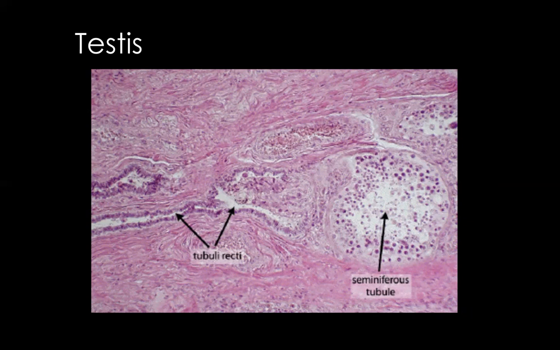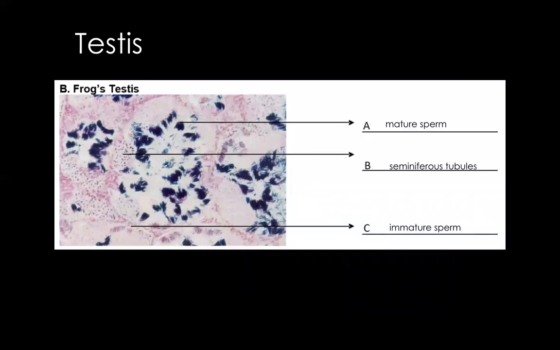If you focus on the seminiferous tubules, you would see sperm cells in various levels of development. The mature sperm cells are elongated and fibrous in nature, whereas the immature ones are ovoid. So if you look at the photomicrograph in the worksheet, A is actually pointing at the collection of mature sperm, and C is pointing at the ovoid structures of the immature sperm. B, on the other hand, is pointing at the seminiferous tubules.